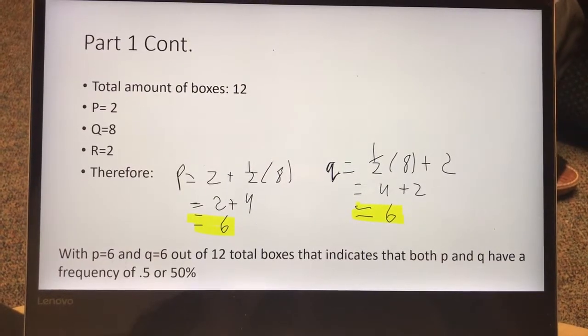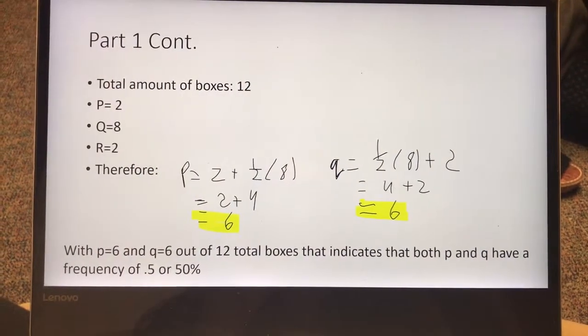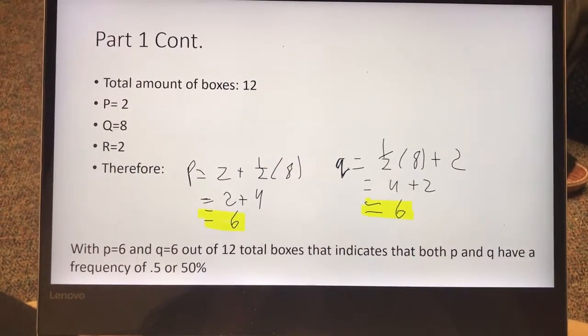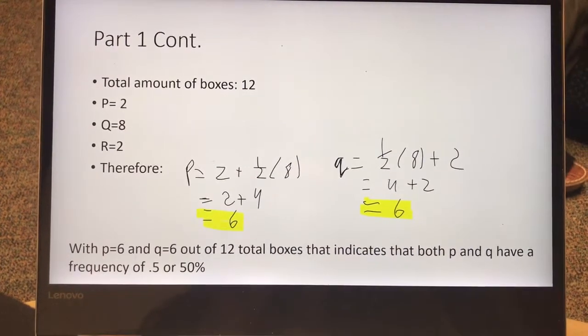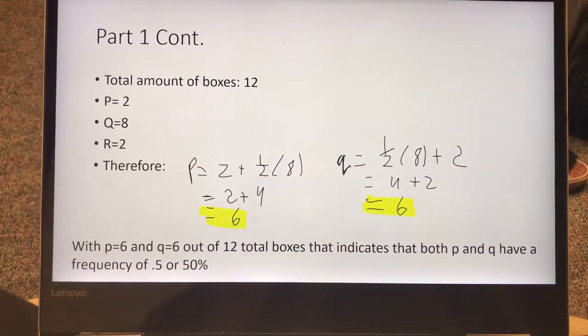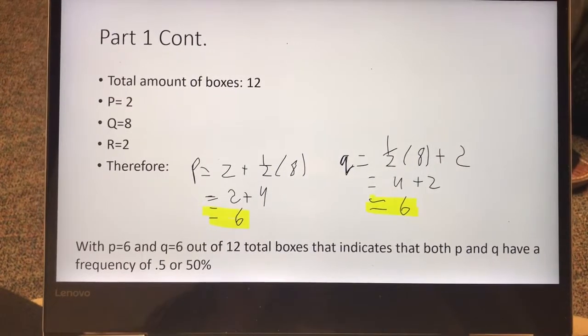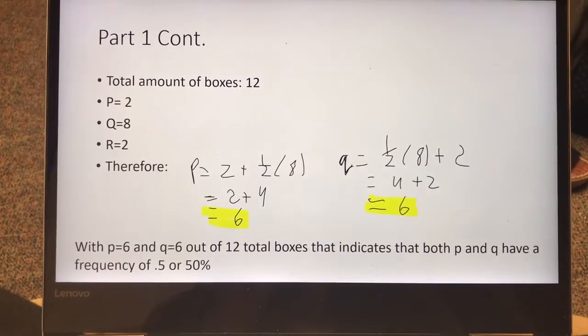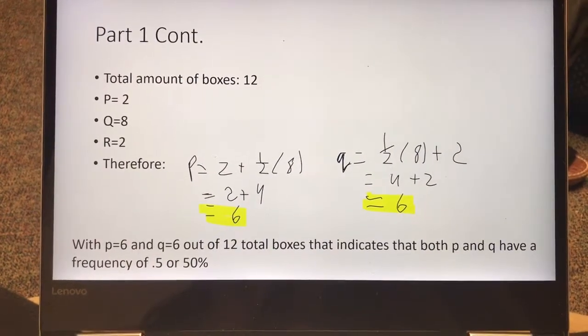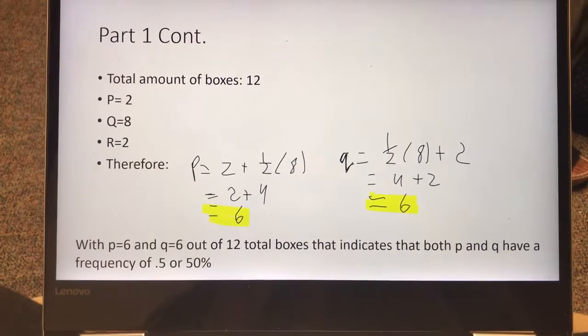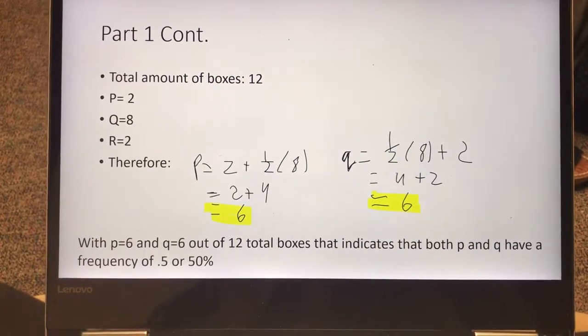And so we find that their total amount of boxes is 12. And for the large AA frequency, there's 2. And the large A small a frequency, there's 8. And the large R frequency, which is those small a's, there are 2.